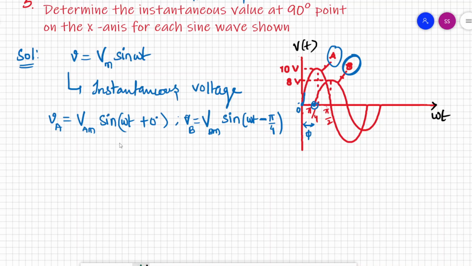Now we need to find instantaneous values at omega t equal to 90 degrees. This is the question. We need to find VA and VB at 90 degrees. That is the question.